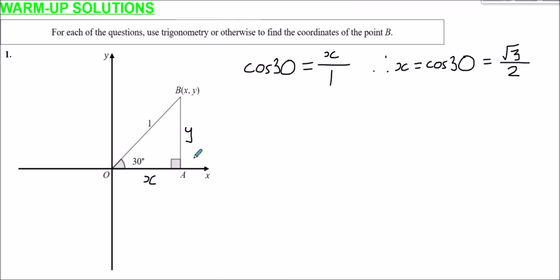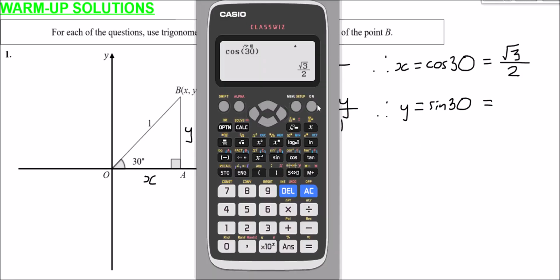In a similar way, sine 30 is the opposite divided by the hypotenuse of a triangle. The opposite side here is y, and the hypotenuse again is 1. So because we're dividing by 1, y is just going to be sine 30. 30 is a special angle, so the values of sine and cos 30 should be remembered. But for now, use your calculator if you'd like. You always can, of course. Sine 30 is just going to be 1/2.